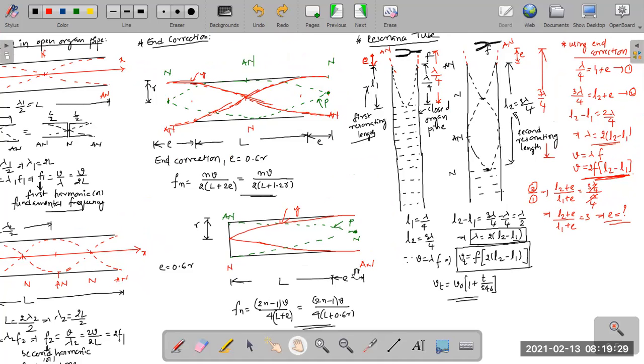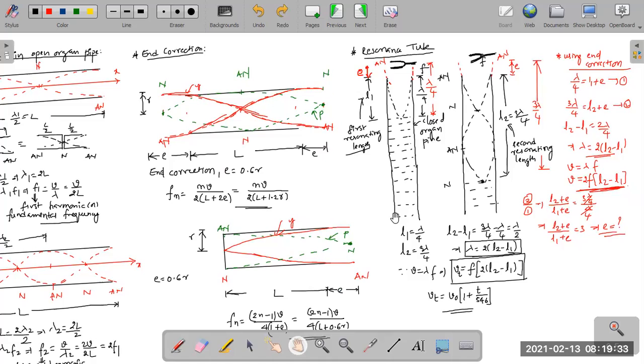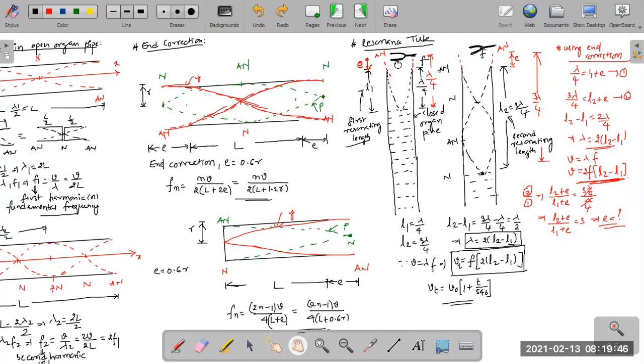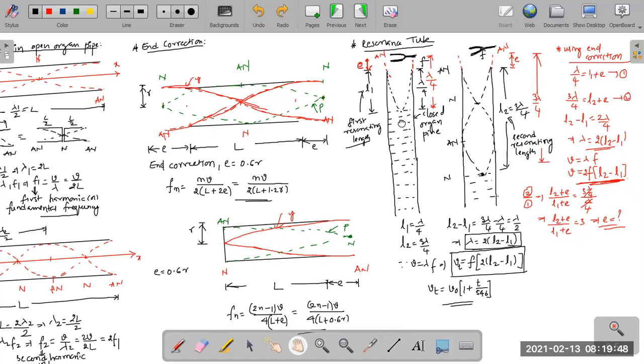Now I'll give you time to copy this. Now look at this resonance tube experiment. Have you ever performed it in the lab? Not in the lab, sir, but we have learned it theoretically. Okay. Resonance is the phenomenon where the external frequency matches the internal frequency of the system, so it starts vibrating with a larger amplitude.